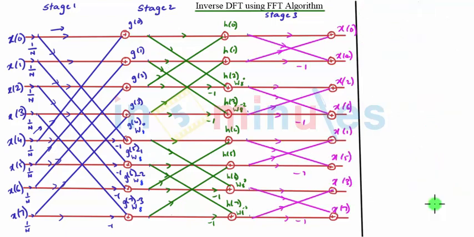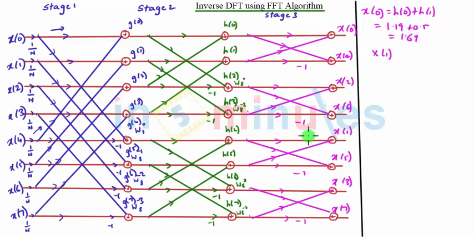So now we can compute the final output. We can see that for the final output, that is the last stage, the order is in bit reverse order, that is x of 0, x of 4, x of 2 and x of 6, and it goes on. So finally we can compute the final output, that is x of 0 is equal to h of 0 plus h of 1, that is 1.19 plus 0.5, that will give us 1.69.